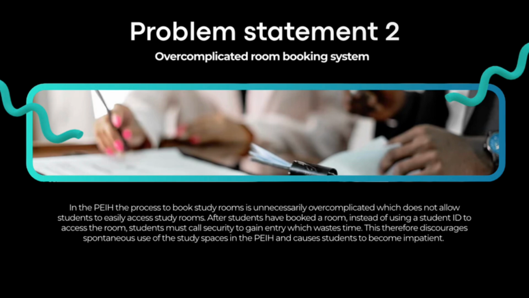Problem statement 2. Overcomplicated room booking system. In the PIH, the process to book study rooms is unnecessarily overcomplicated, which does not allow students to easily access study rooms. After students have booked a room, instead of using a student ID to access the room, students must call security to gain entry, which wastes time. This therefore discourages spontaneous use of the study spaces in the PIH and causes students to become impatient.